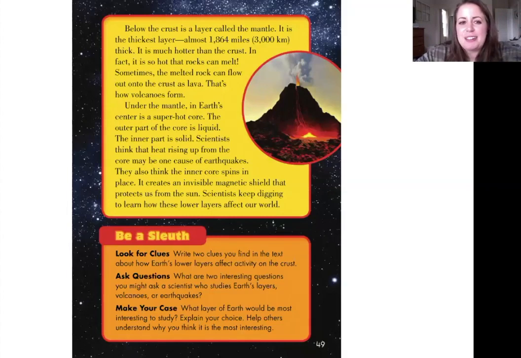Okay, let's continue on. Below the crust is a layer called the mantle. It is the thickest layer, almost 1,864 miles thick. Wow. It is much hotter than the crust. In fact, it is so hot that rocks can melt. Sometimes the melted rock can flow out onto the crust as lava. That's how volcanoes form. Under the mantle in Earth's center is a super hot core. The outer part of the core is liquid. The inner part is solid.